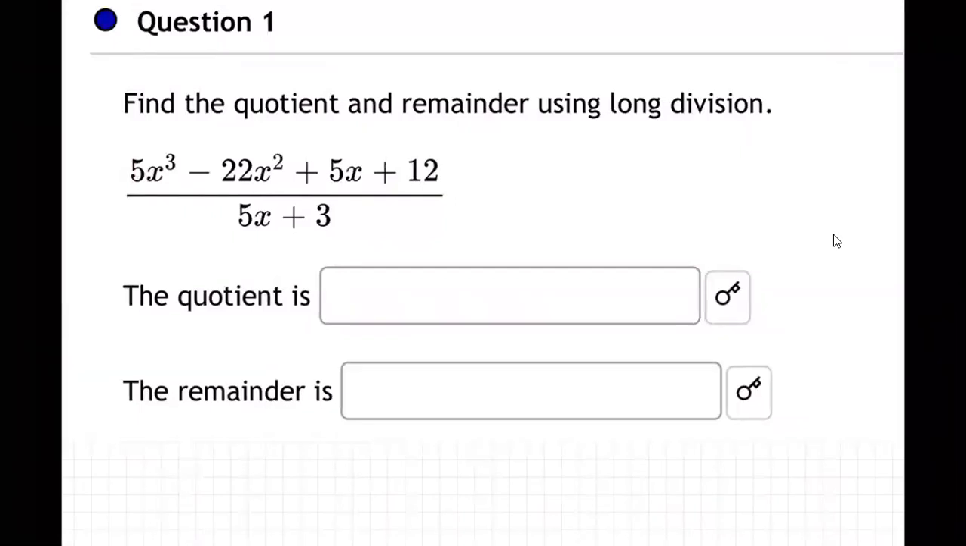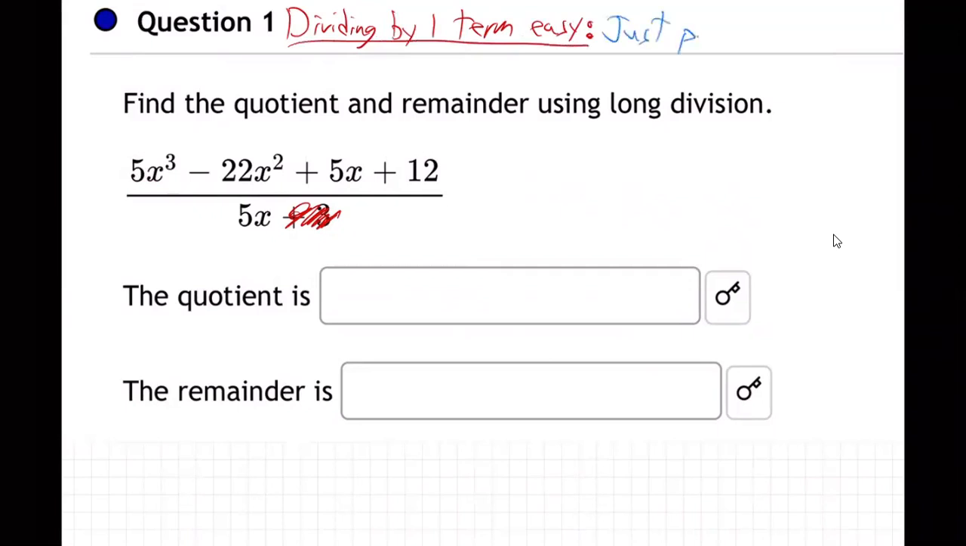How do we do it? Well, carefully. Here's the deal. If we didn't have that plus 3, if we just had the 5x, dividing by one term is easy. That's easy. Just put that term under each numerator term. That'd be easy.